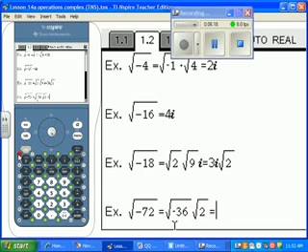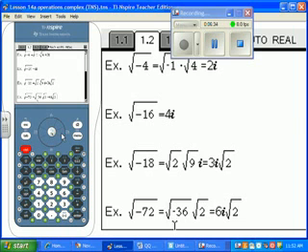Square root of negative 36 is what? 6i. Perfect. Okay, how do you feel about imaginary numbers so far? It's going to be easy. Easy, right? Doesn't get much harder. Pretty simple stuff.